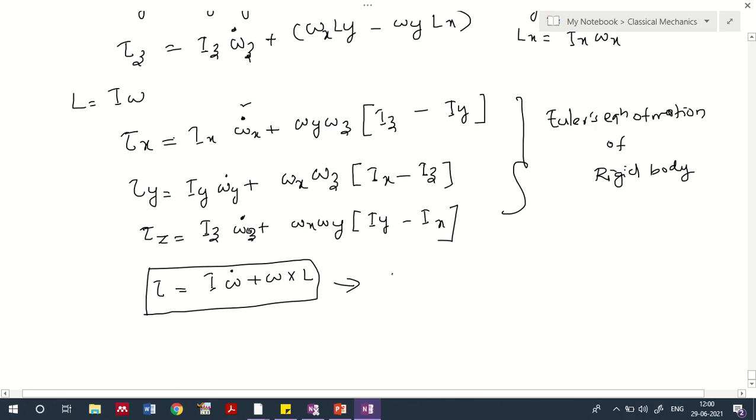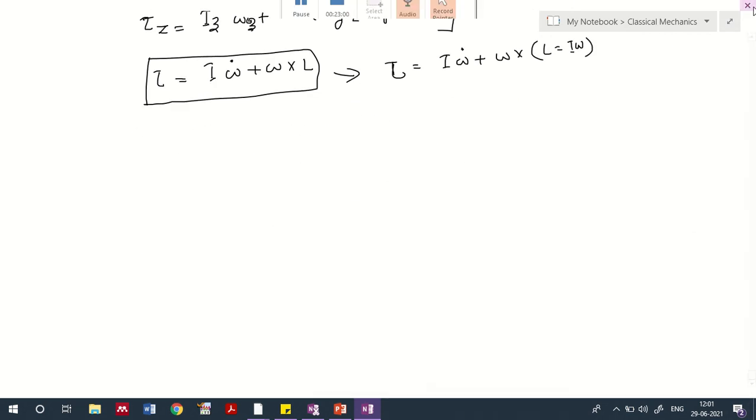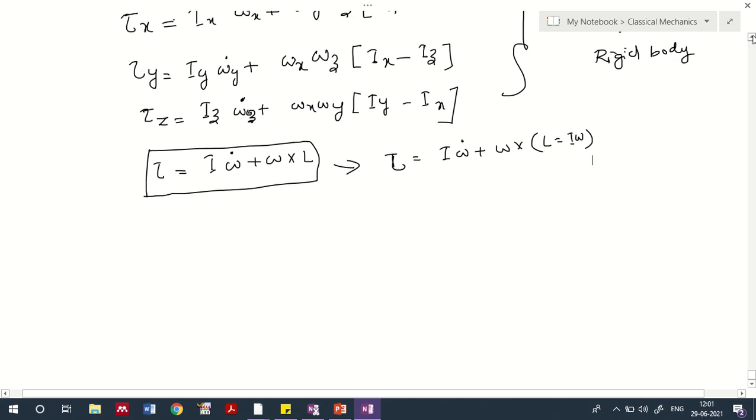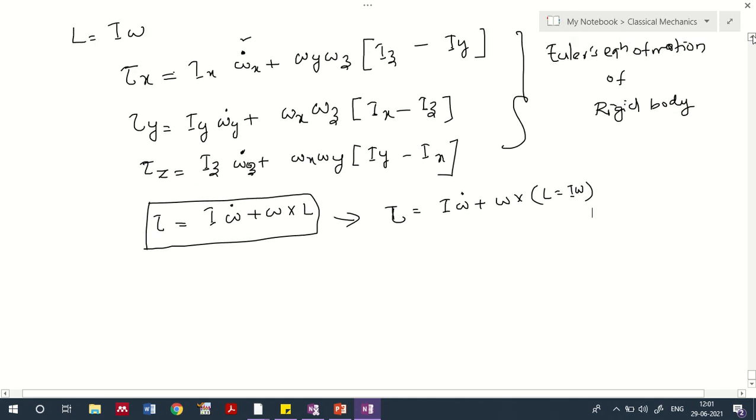So in this equation we have done what? Tau equal to I omega dot plus omega cross L, where L we substituted with L is equal to I omega. So the entire equation will be in three terms, that is tau, moment of inertia tensor, then angular velocity representation. Once you represent it like this, you can call it Euler's equation of motion of a rigid body. Now keeping this Euler's equation of motion into consideration, I'll move on to the next discussion, that is about force free and torque free motion of a rigid body.